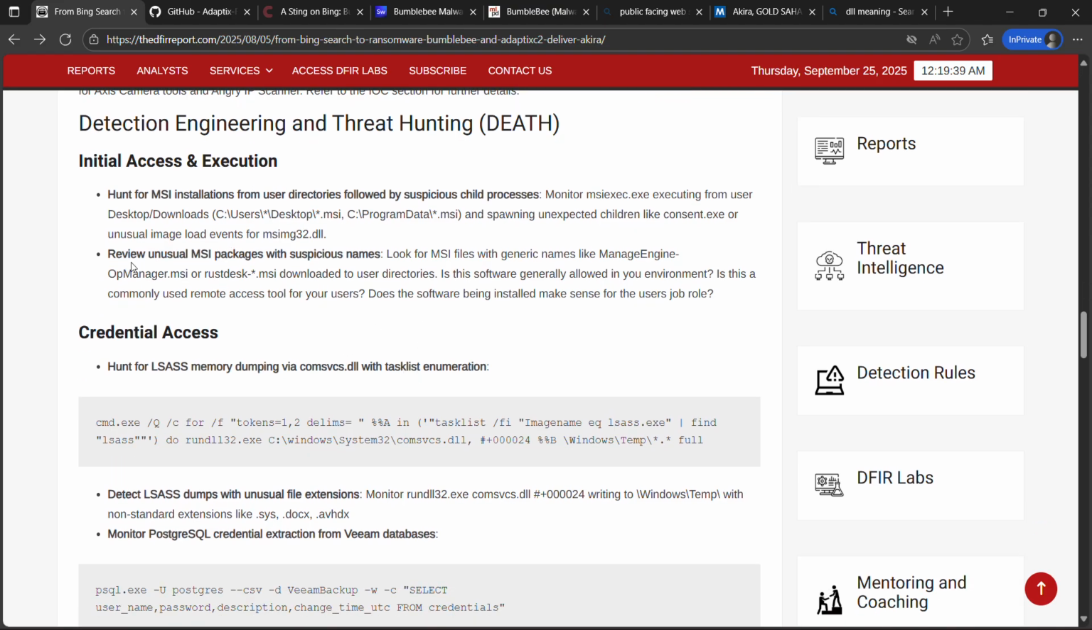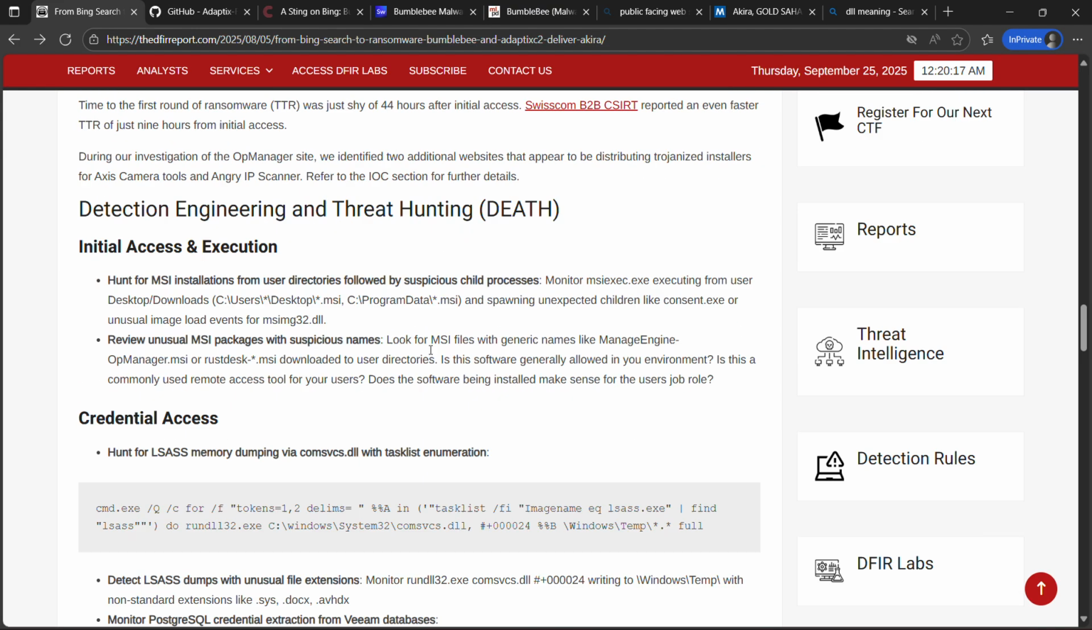Next one is review unusual MSI packages with suspicious names. Look for MSI files with generic names like ManageEngine, opmanager.msi, or RustDesk, downloaded to user directories. So basically, if you find software that is not really connected to the file that you installed, it's time to be very suspicious.